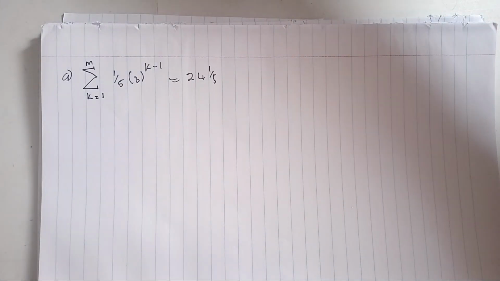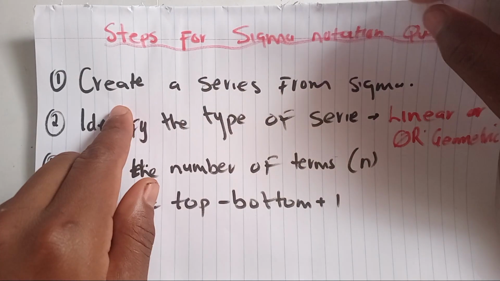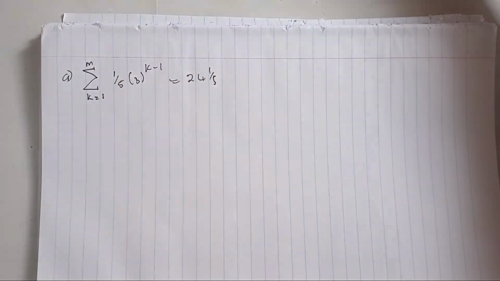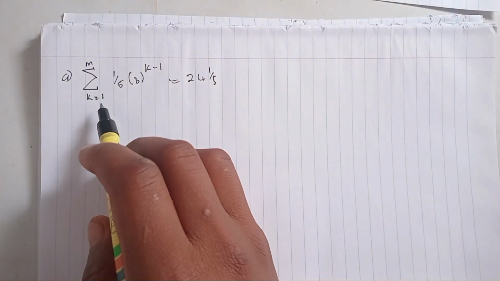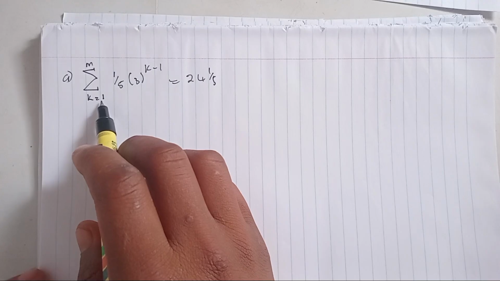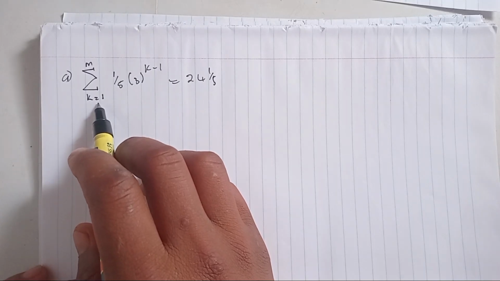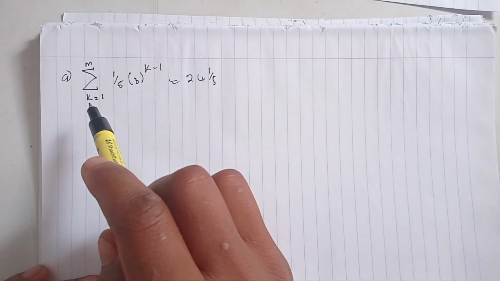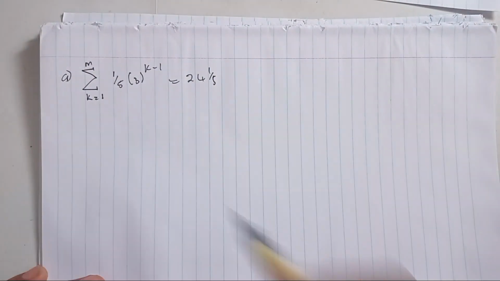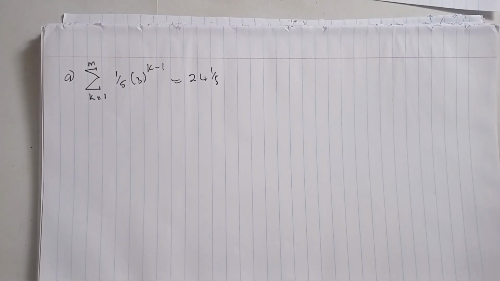So the first thing that we have to do is create the series from the sigma notation. So let's do that. We already know the first term. Our first term is going to be when k is 1. We're going to add from the first term till the m term. So we put 1 here. When we put 1 here, let me get my calculator.